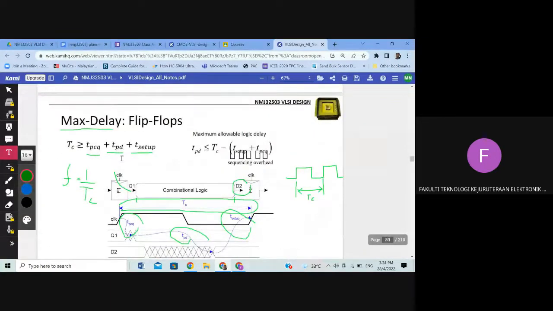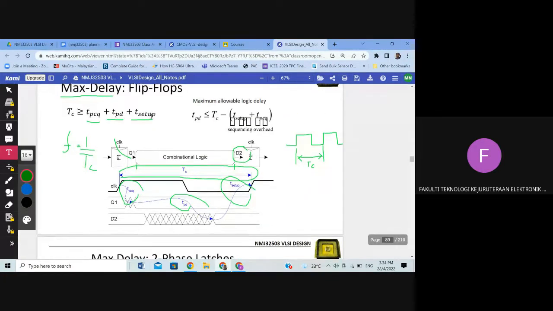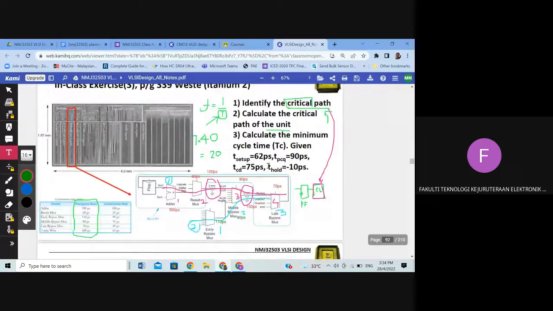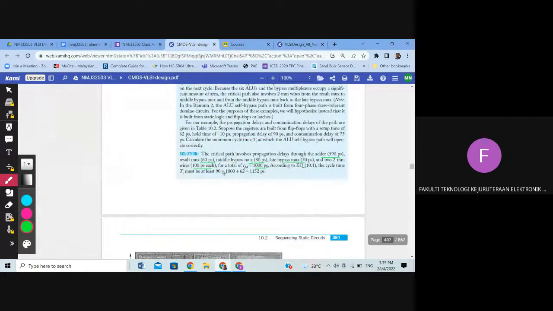So we recall the equation to get the TC. It's TPD plus TPCQ, the propagation delay from clock to Q, plus the setup time. That gives you the TC. To get the TC, TPCQ is given, TPD we already calculated as 1000, and T setup is also given. Back to the question, TPCQ is 90 and T setup is 62, so the total is 90 plus 1000 plus 62.